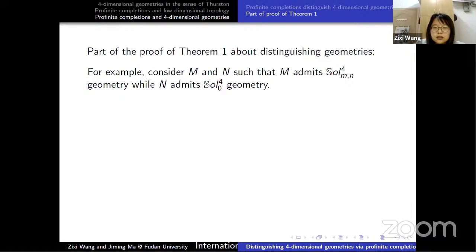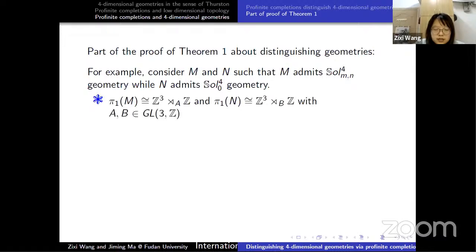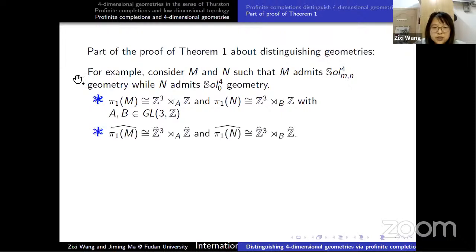consider M and N, such that M admits Sol^4_{m,n} geometry, while N admits Sol^4_0 geometry. Then by their properties, they both have fundamental group of the form of a semi-direct product by two matrices A and B. And we could prove that their profinite completions also have the form of a semi-direct product.